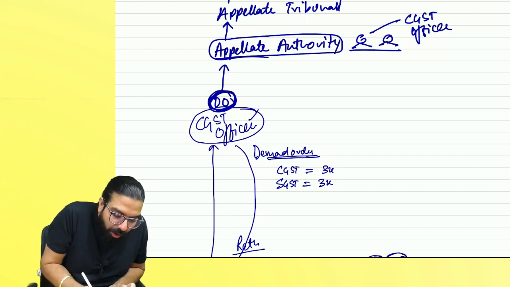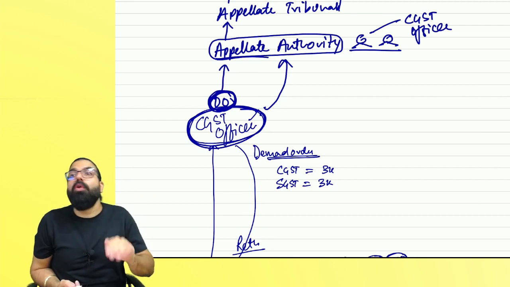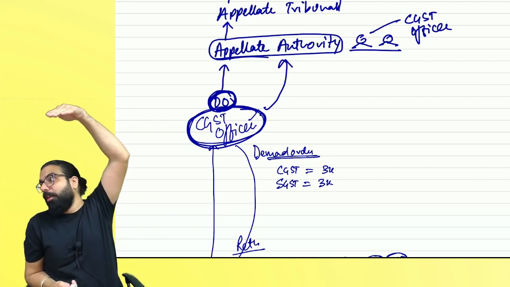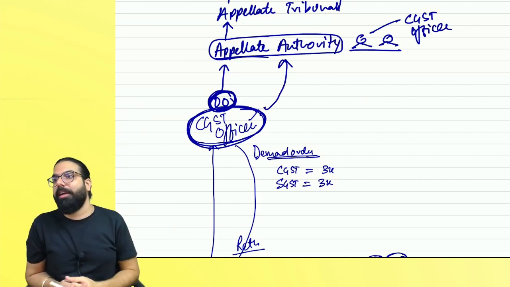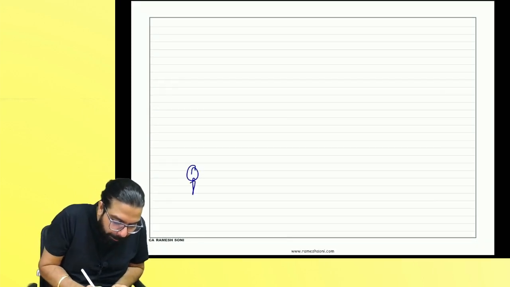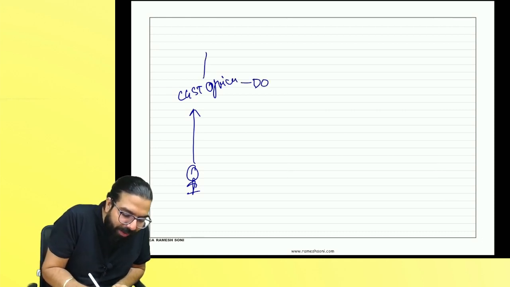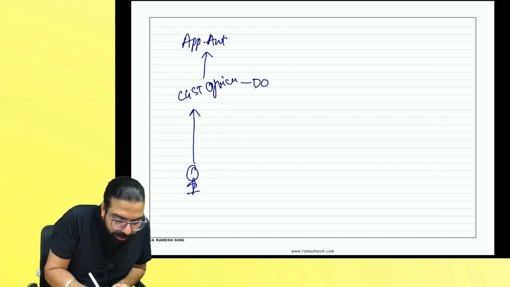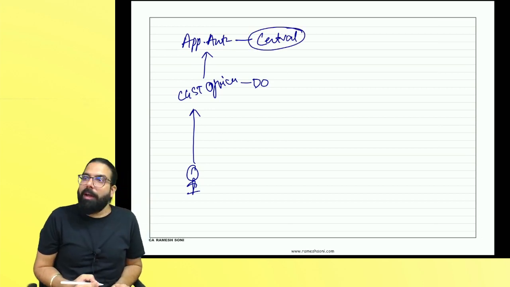So if your order has been given by a CGST officer, when you go for an appeal, you have to go to the central appellate authority, where the Centre's officers will be sitting. Are you guys able to understand what I'm telling? So, sir, if my officer who is sitting on my head is a CGST officer and he gave me a demand order, and I want to appeal further, I will go to the appellate authority. This appellate authority will also be the central appellate authority. Are we clear, everyone?